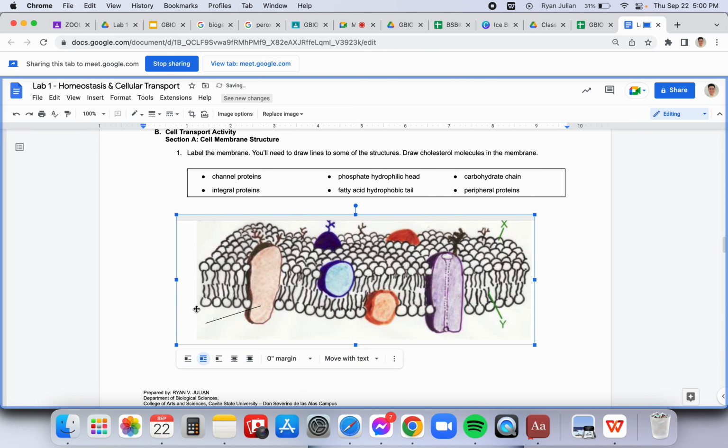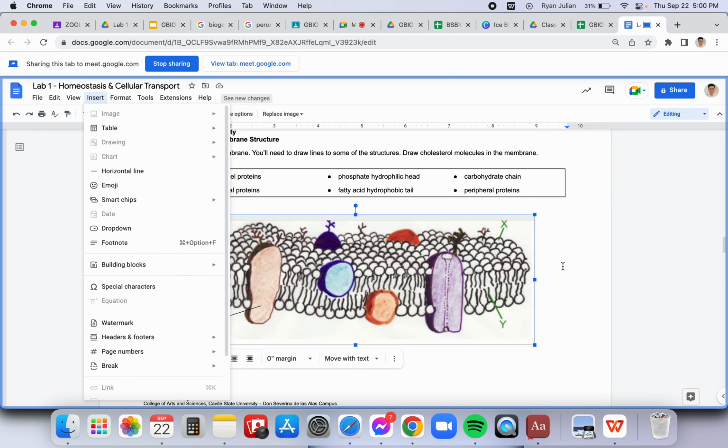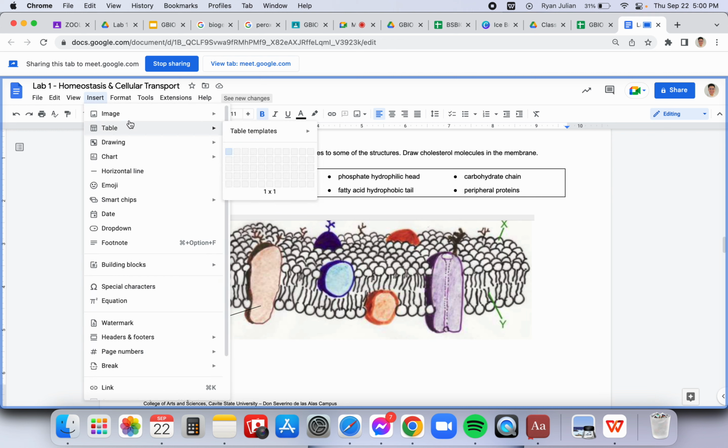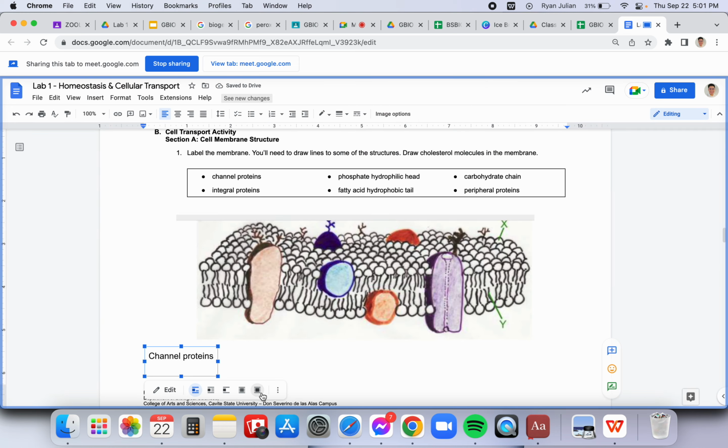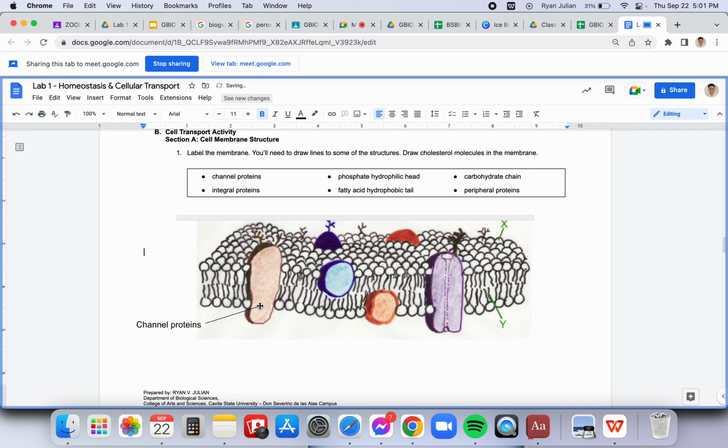There's the arrow. Then to place the channel proteins, you have to once again draw a text box. Then type in your answer, for example, channel proteins. Save and close. And then in front of text for the setting. And then drag it just nearby the arrow. As simple as that. So are the instructions clear, guys, when it comes to labeling and drawing your text box? Do you have any questions?